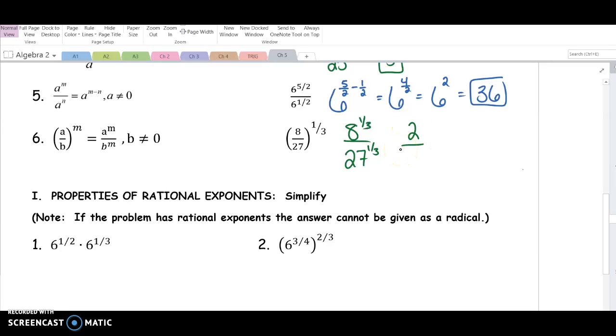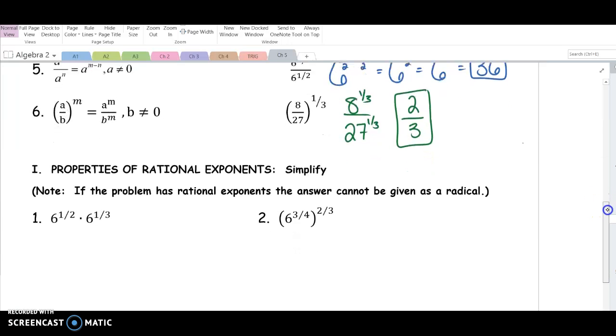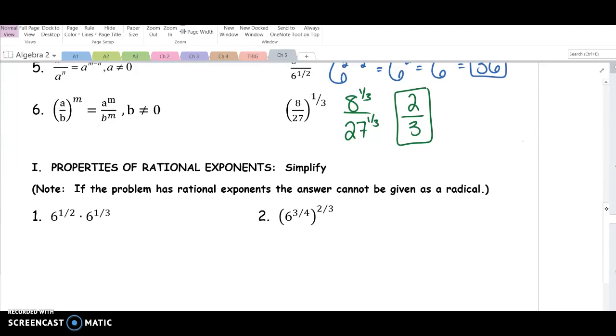27 is also in your thirds column. The third root of 27 is 3. So this becomes the fraction 2/3. Okay, in these examples, some of them are kind of like a puzzle. So it may not always be readily apparent what you should do. You might have to try something else. But eventually you should be able to get the simplest answer.